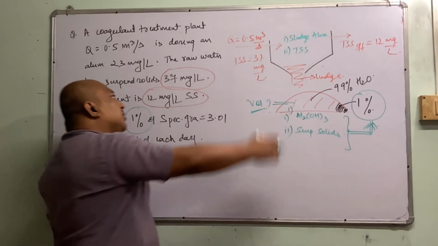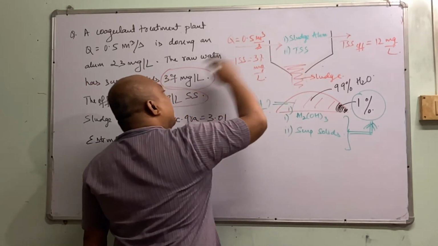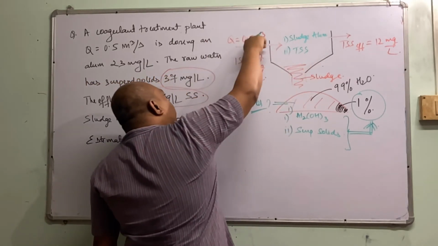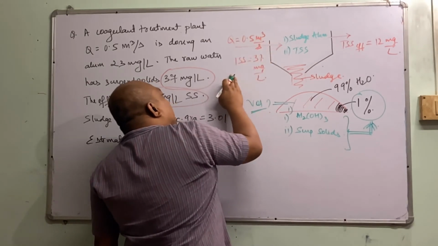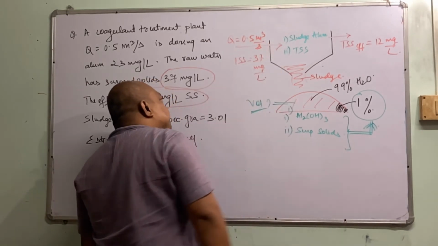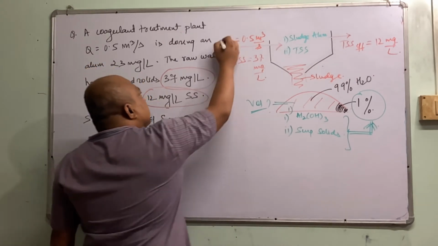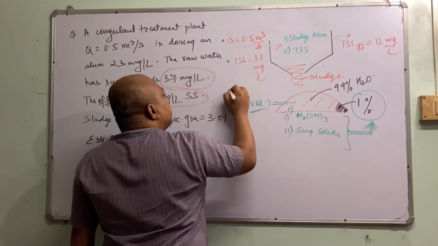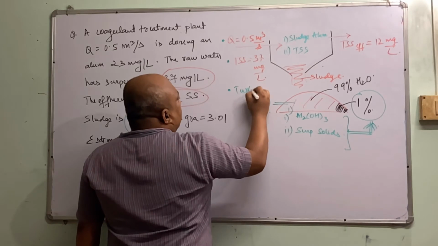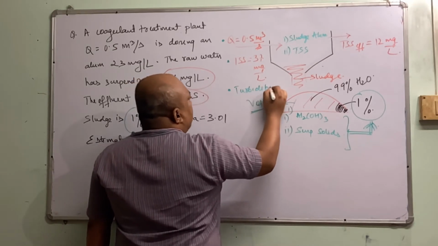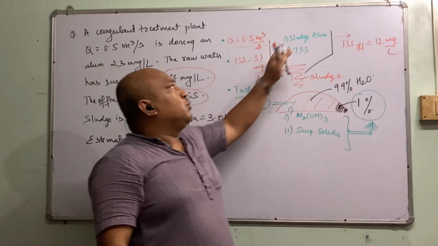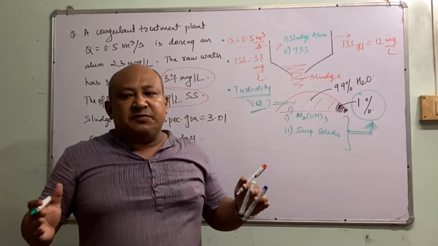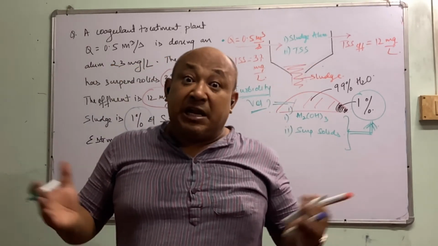There is a coagulation tank. Here, the water is coming with a flow of 0.5 meter cube per second, having some suspended solids of 37 milligram per liter. It also contains some turbidity. We don't know what the turbidity is, and we don't want to know. To remove this turbidity, we add some alum. How much turbidity? We don't need to know.